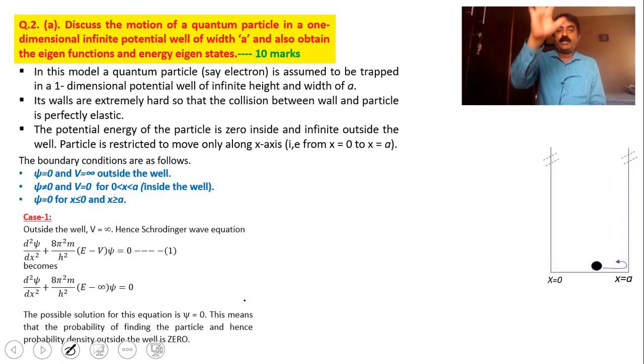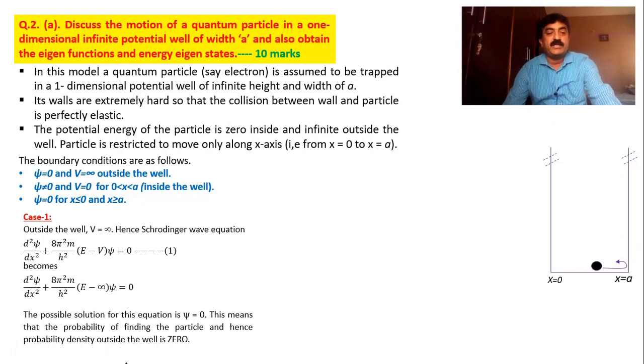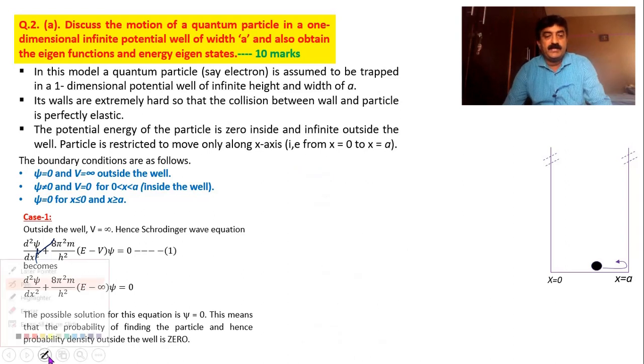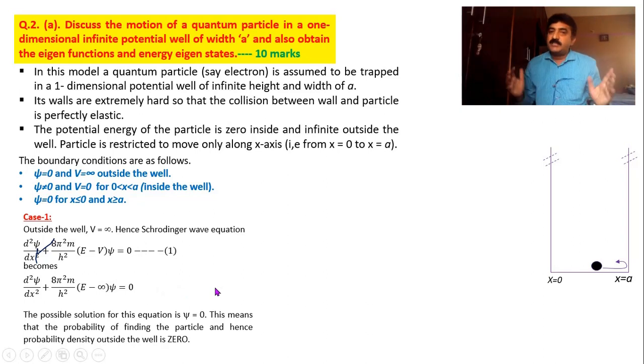Now after imposing boundary conditions, take the first case. Let us discuss outside the potential well. Outside the potential well, V equals infinity. Since V equals infinity, now recall your Schrodinger wave equation. It is d square psi by dx square plus 8 pi square m by h square into E minus V into psi, equal to 0. In the place of V I am substituting infinity, so I get this equation. Look at the RHS of this equation. RHS is 0, therefore LHS must be 0. Then only I can take that as a proper equation.